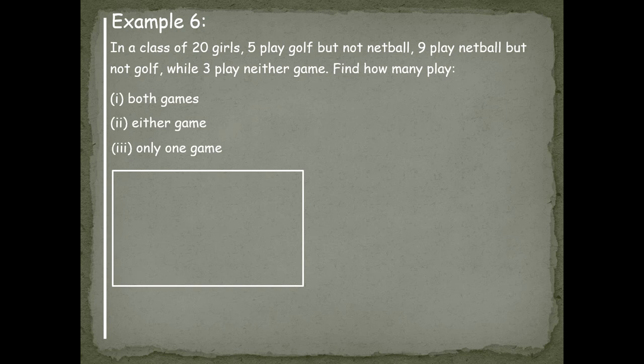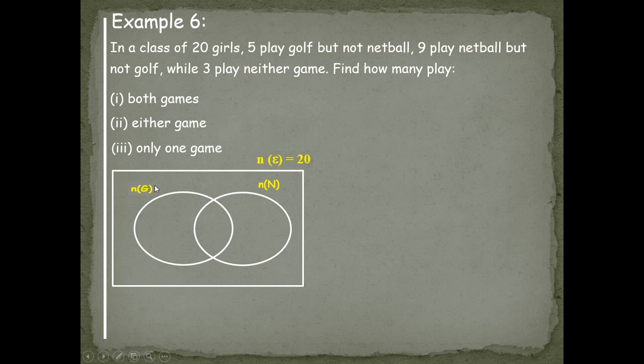Take your universal, which is there. Take your first set, the second set. So our universal is 20, which is here. So number of golf. So we have also number of netball there. This is the set for netball. Number of netball, number of golf. So some play both, so we shall call it X.